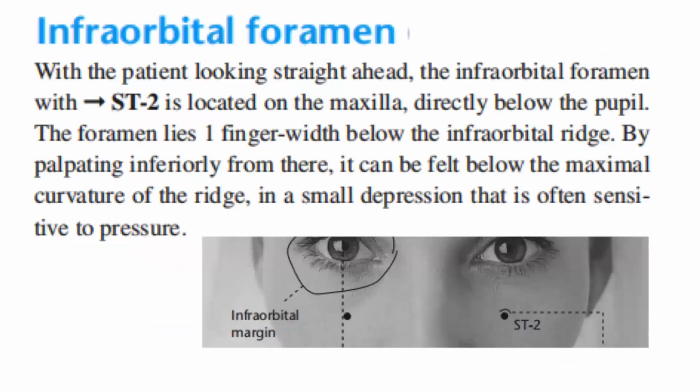The infraorbital foramen. With the patient looking straight ahead, the infraorbital foramen with stomach 2 is located on the maxilla, directly below the pupil. The foramen lies 1 finger width below the infraorbital ridge. By palpating inferiorly from there, it can be felt below the maximal curvature of the ridge in a small depression that is often sensitive to pressure.